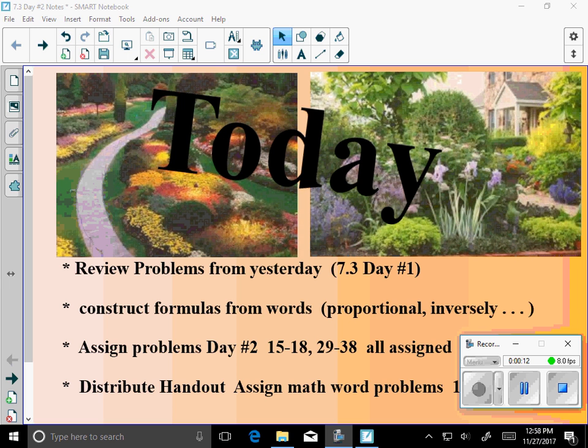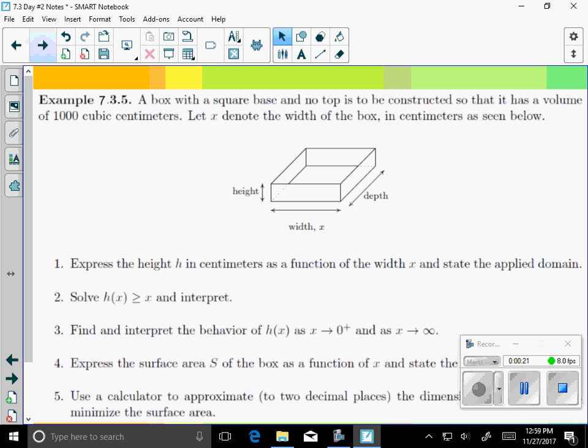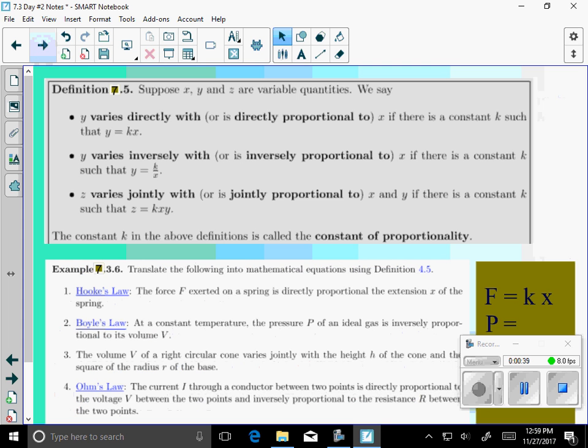Okay, review a little bit from yesterday. We'll talk about that in a minute. Construct some formulas using proportional and inversely proportional. And let's do it. This, again, is a problem that you might see on the test. Again, I haven't gone over it yet, but I'm going to do a recording, maybe during work time, while you guys are fiddling around with inverse and direct proportionality. So we'll get to that in a little while.